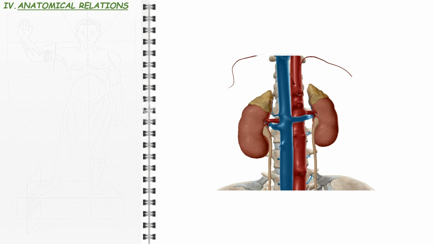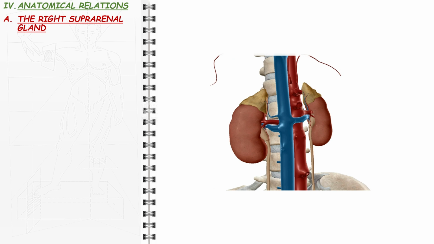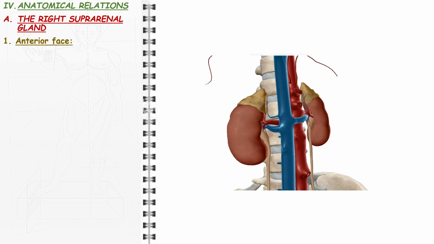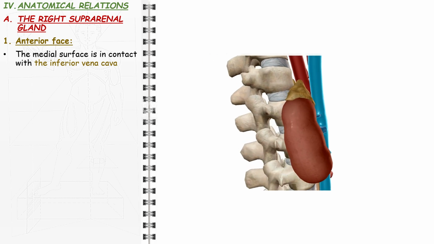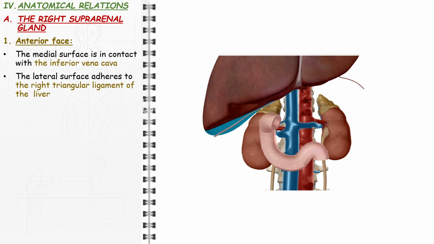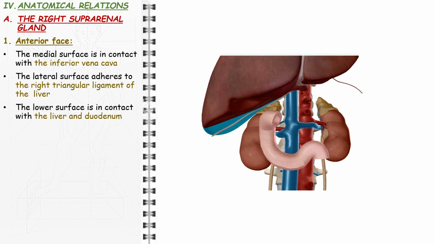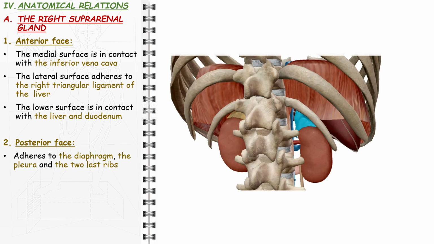Regarding the right suprarenal gland, the medial surface of its anterior face is in contact with the inferior vena cava. The lateral surface of the same face adheres to the right triangular ligament of the liver, and its lower surface is in contact with the liver and duodenum. The posterior face adheres to the diaphragm, pleura, and the two last ribs. The renal face surmounts the upper pole of the right kidney.